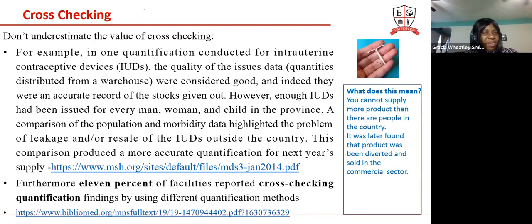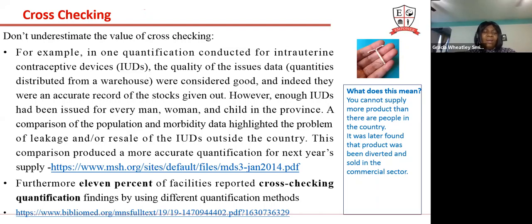In cross-checking, never underestimate the value. For example, in one quantification program for intrauterine contraceptive devices, the quality of issued data was considered good and indeed accurate and on point. Accurate records of the stock were given out. However, enough IUDs had been issued for every man, every woman, and every child in that particular aspect.